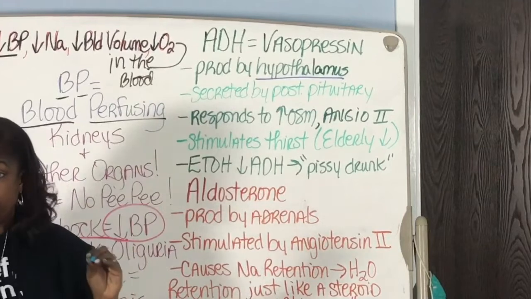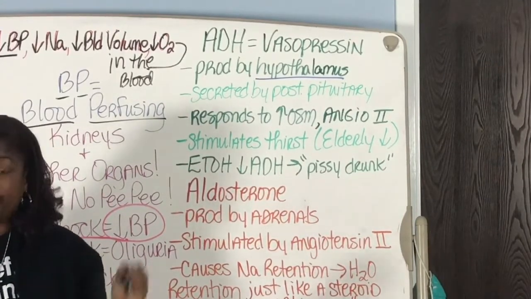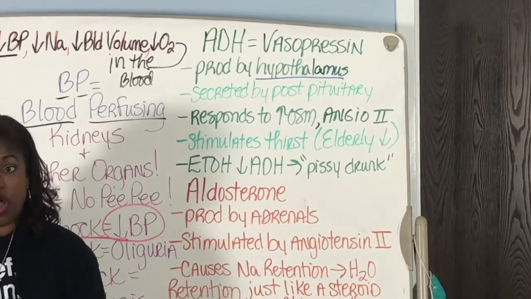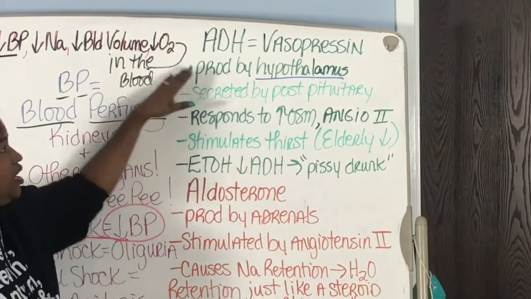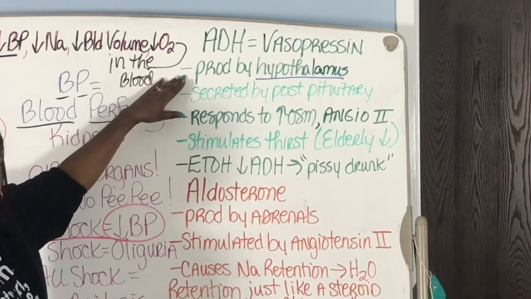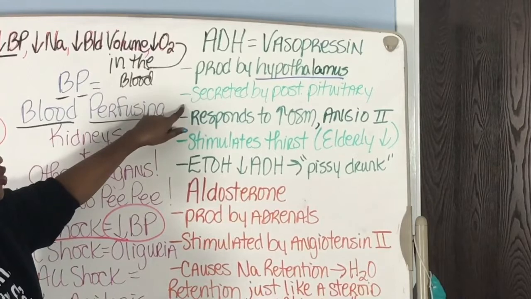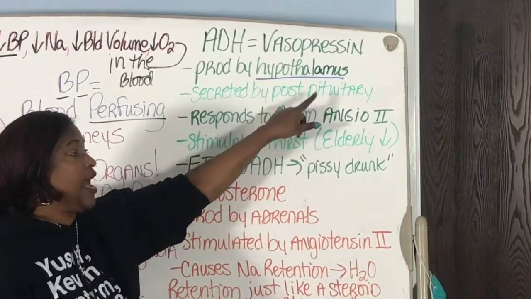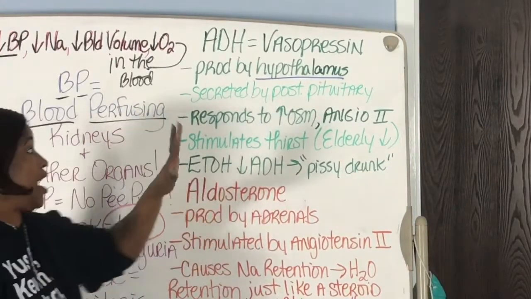What's going on with this patient? They're not peeing. Isn't that a great thing? Sure it is, because if I'm not peeing, I'm holding on to the water, and we'll talk about that in a minute. So watch this. ADH is produced by the hypothalamus. That will probably not be on a test. Here's what will be on a test. It is secreted by the posterior pituitary. I say PP, so you don't PP, okay?